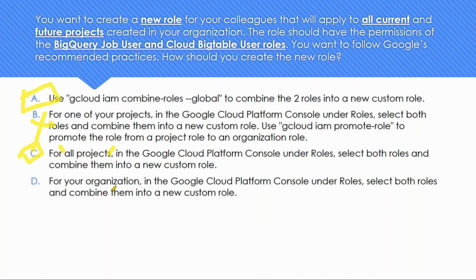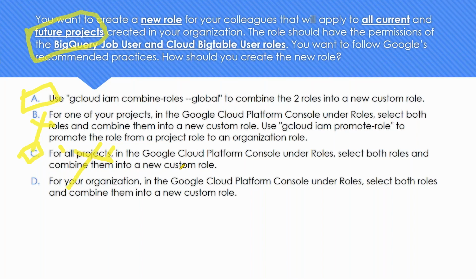All projects, meaning today there are 10 projects. You are going to do this, and it's going to work. But tomorrow the 11th project comes. This is not going to work. You have to go and do it again because you are doing it at a project level. But there is one word, future projects, that you have to focus on. If this word was not there, I would have told you C is a good choice. But future projects, it cannot address. I'm going to take it off. It's going to be playing with words basically.